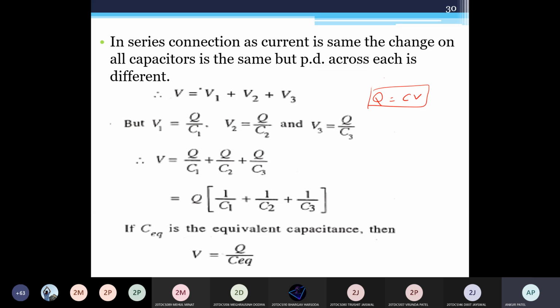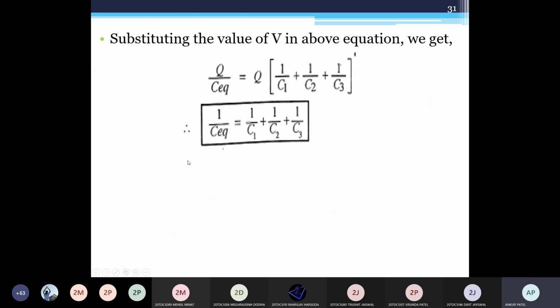We can write V is equal to Q by C1 plus Q by C2 plus Q by C3. This V is the applied voltage. If C equivalent is the equivalent capacitance, then we can write V is equal to Q by C equivalent. Here we are just substituting Q by C equivalent. Then for the series connection, we have 1 upon C equivalent equal to 1 upon C1 plus 1 upon C2 plus 1 upon C3. So don't make a mistake when capacitors are connected in series.